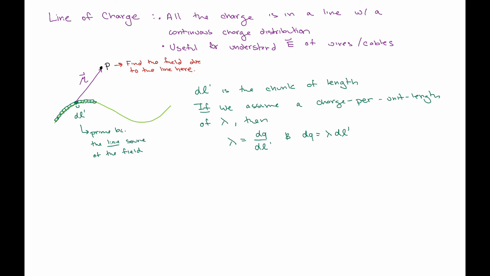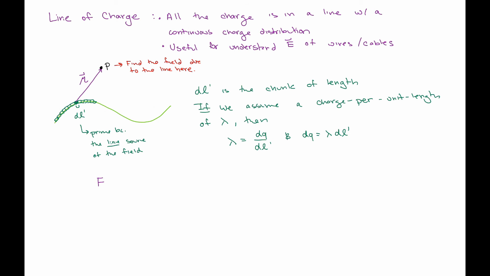Okay, so if I want to know the total charge of my little chunk here that I'm going to try to calculate the electric field of at point P, what I really need to know is the total charge of that chunk. That total charge is going to be lambda times dl. Hopefully that makes sense to you. Again, this should be a little bit of review from what we did in 183, but it's okay if you don't remember it. All right, so how does that help us?